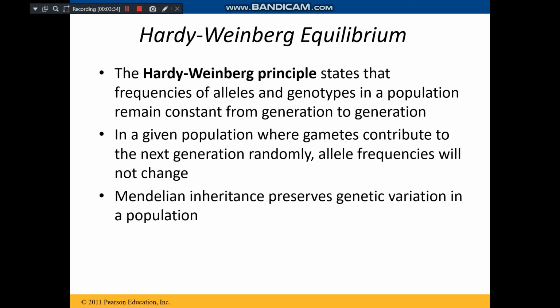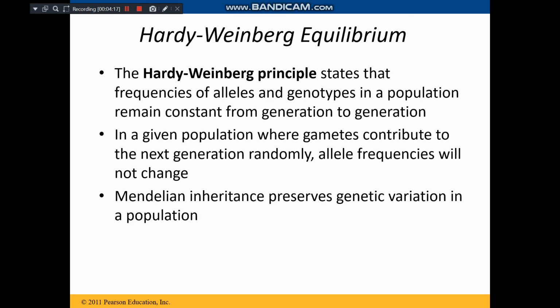In any given population, when the gametes contribute to the next generation randomly, allele frequencies will not change. If it is selective, then it can change, but I am talking about random mating. In a natural population, the gametes contribute to the next generation randomly. When there's random contribution, allele frequencies will not change. This is Mendelian inheritance that preserves genetic variation in a population.